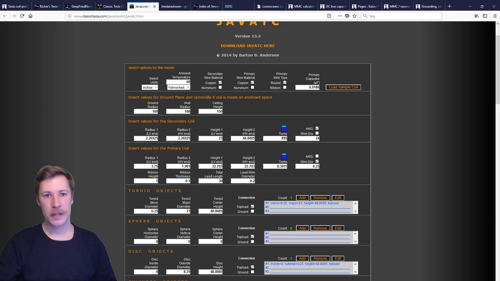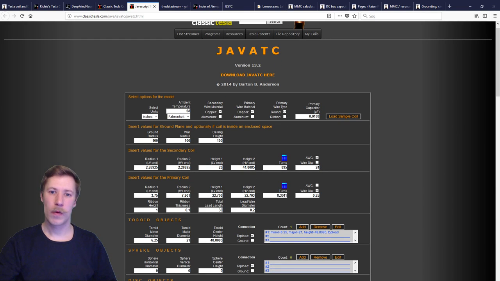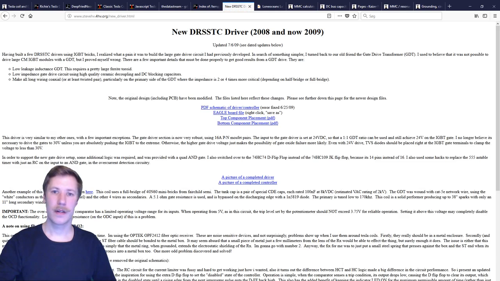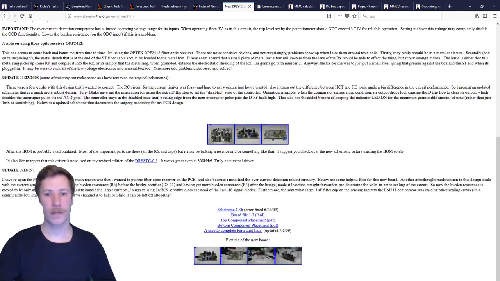But the JVTC, absolutely a wonderful tool. You can even download it, you can use it offline. So really powerful tool. When it comes to driving your bridge, there is no beating the 1.3 driver from Steve Ward. This is his original design of the universal driver.